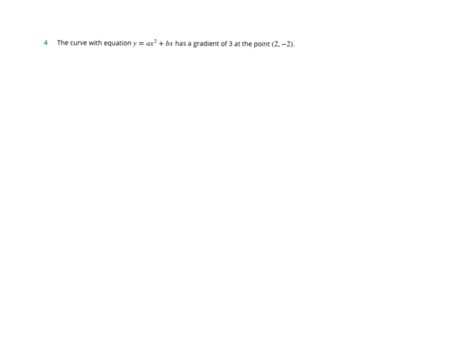Okay, so with this equation, they said the curve of the equation, so we've got that, and it has a gradient of 3 at the point. So what you know is dy/dx, because remember that's the formula for gradient, equals 3 when x is equal to 2. So let's go find dy/dx first. So it'll be 2ax plus b. So now you know that dy/dx equals 3 when x equals 2.